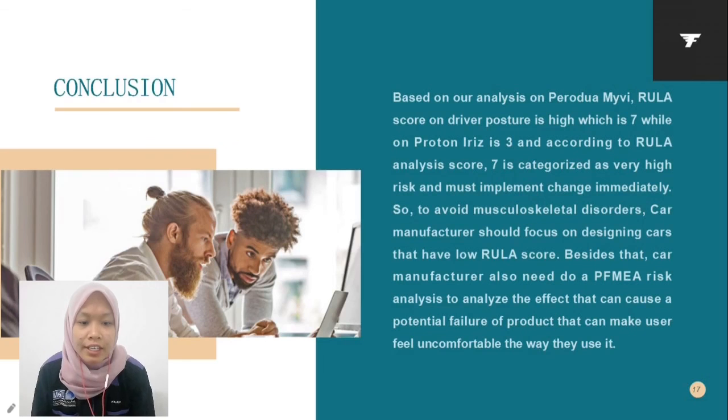So, for the conclusion, we can conclude that RULER is used to identify risk factors of the posture, force, and muscle risk factors that are related to MSD. Then RULER also assesses body posture in activities having high scores. Car manufacturers should focus on designing cars that have a low RULER score. Besides that, car manufacturers also need to do PFMEA risk analysis to analyze the effects that can cause a potential failure and make the user feel uncomfortable when they use it. That's all. Thank you.